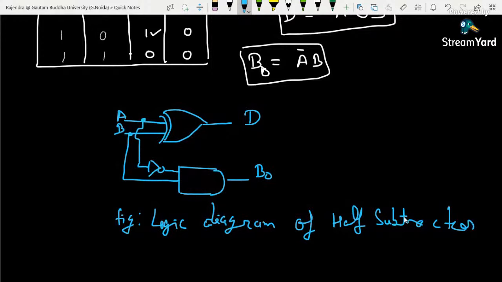We can perform subtraction of two numbers with the help of a half subtractor if the two numbers' size is 1 bit. If we have two numbers of multi-bit size, at that time the half subtractor will fail to perform the subtraction operation. So this is the main drawback of the half subtractor. So in the next lecture, I will discuss the full subtractor.